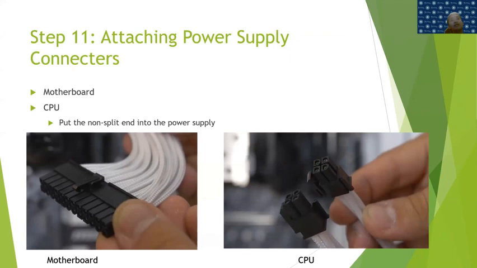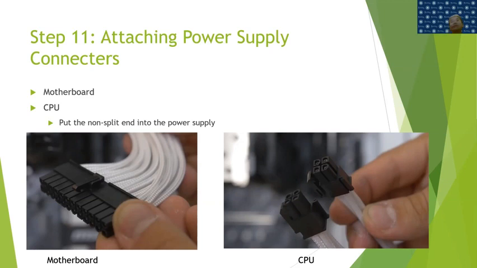Lastly, we'll want to attach two of our power supply connectors, such as the motherboard and the CPU. The motherboard connector is a large connector, while the CPU is usually an 8-pin connector, in which you'll put the motherboard connector in the designated area, while the CPU connector is split into two 4-pin connectors at one end, and the other end is just a full 8-pin connector. You'll want to put that 8-pin connector into the power supply and plug the split end into your motherboard.